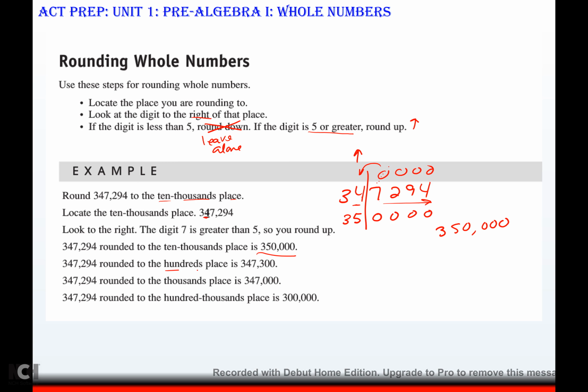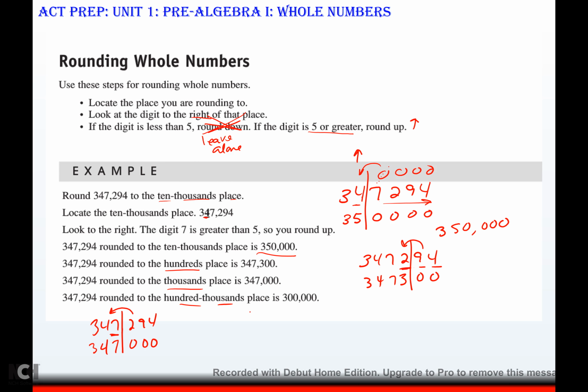Okay, so if we go to the hundreds place, 3, 4, 7, 2, 9, 4, 1, the hundreds place, that 9 is going to bump that up to a 3, turn those to zeros, and those stay the same. The thousands place, I got 3, 4, 7, 2, 9, 4. 7 is in the thousands place. That 2, you don't round down. You don't make that a 6. That's going to stay a 7. Those turn to zeros, and those come down.